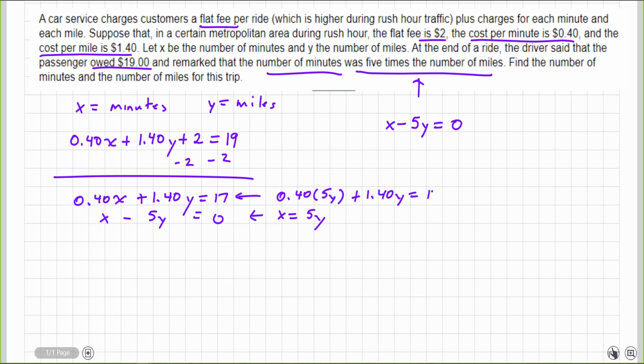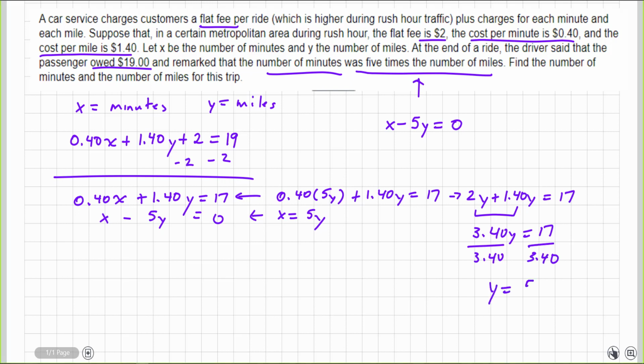That gives me 2y plus 1.40y equals 17, and I collect my like terms, 3.40y equals 17, and then I divide both sides by 3.40, and I get y equals 5 miles. So if I want to know the number of minutes, guess what? I can just use this right here, and I get 25 minutes.